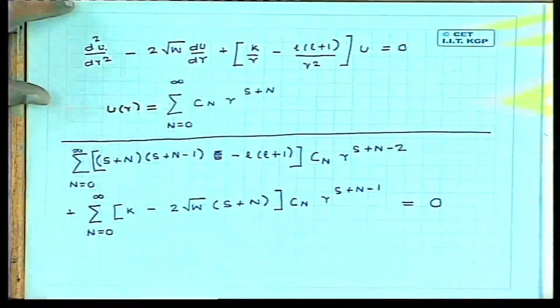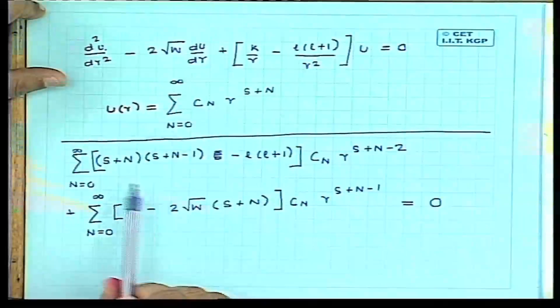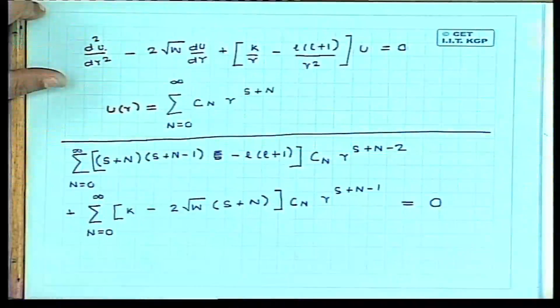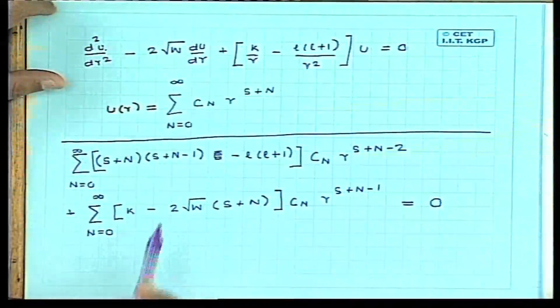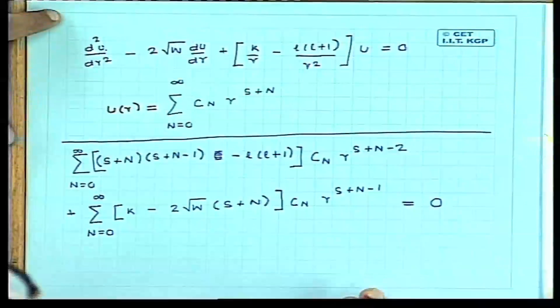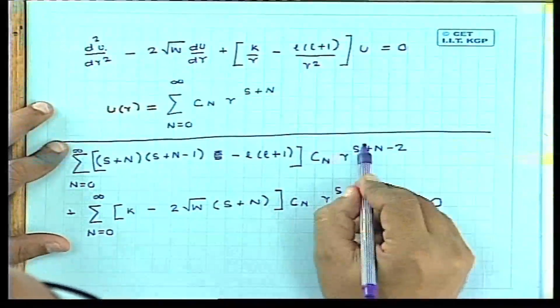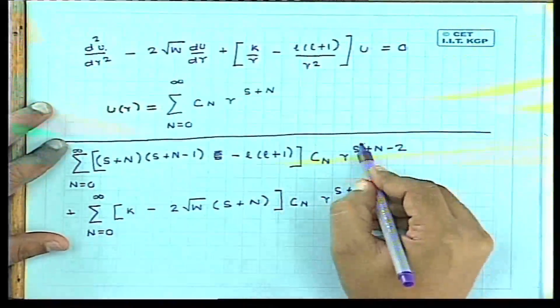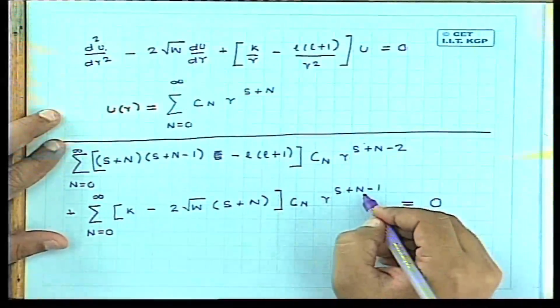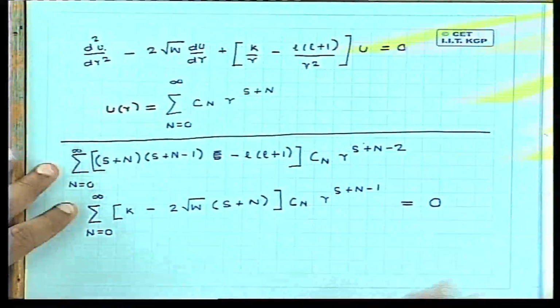Now the coefficient of any particular power of r should individually be equal to 0 in this whole thing. So let us equate the coefficients of some particular power of r. The power of r should be the same, which tells us that the value of n which appears here should be 1 more than the value of n which appears here.